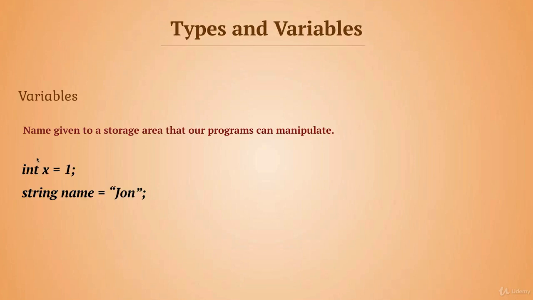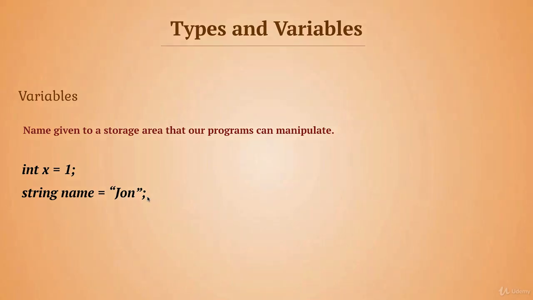This here is a syntax, as you can see, to define a variable named x of type int, which stands for integer, and setting it to the value 1. And the semicolon here: most of the statements of C# programming end with this character, the semicolon. And in the second line, we defined a variable called name of type string and set the name to John, also ending with a semicolon.